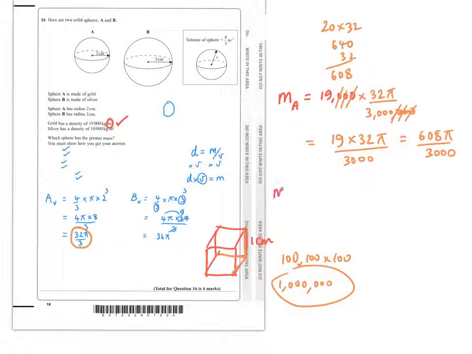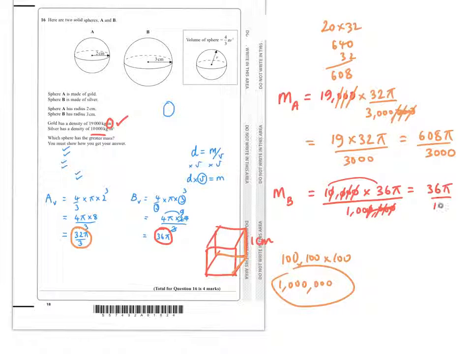Let's look at mass of sphere B. Well, it's going to be 10,000, and that's kilograms per metre cube. Now don't forget the volume here was 36 pi centimetre cubes, so I've got to divide that by 1 million. So 1, 2, 3, 4, 1, 2, 3, 4. So we're left with 36 pi over 100. So let's compare these now.